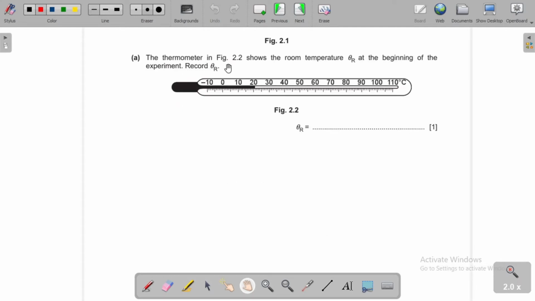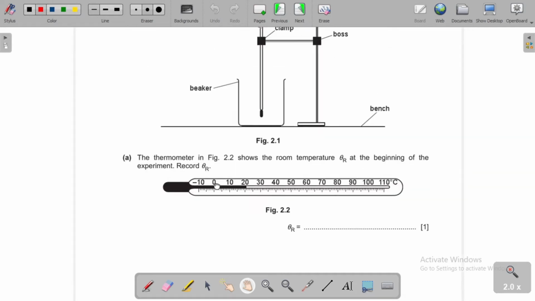Now the thermometer in figure 2. Let's see. There's a question on top. Okay.